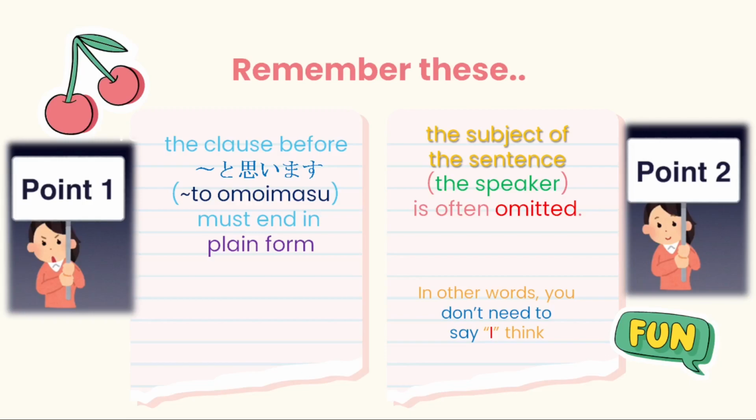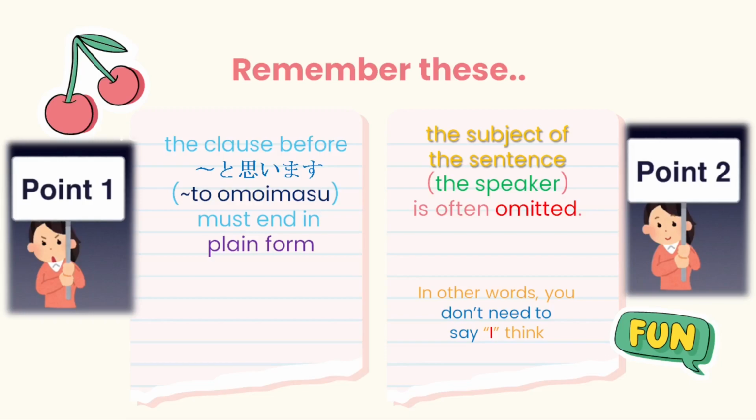I have already explained what plain form looks like. Now, in the second point, the subject of the sentence, which is the speaker, is often omitted. In English, we say, I think that I'll not go to school. I think that this kimono is beautiful. Whatever you think, we always mention this I. But in Japanese, pronouns are often omitted. And beginners do sound like beginners when they do not omit them.